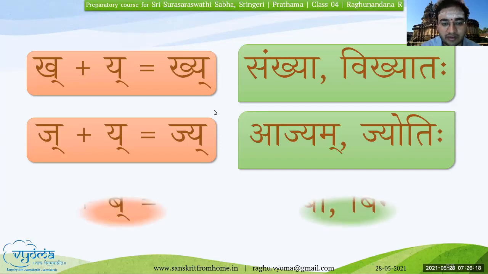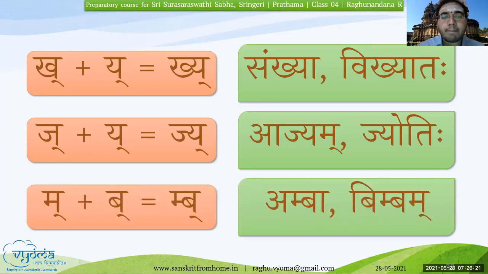Okay, we'll go to the next word. M, B, mb. Amba. Bimbam. Very good. Dhanyavadaha for repeating after me. So these are a few more examples of the Samyuktaksharam. If you see here again, we can notice that the first letter is written in half. So what is the full letter here?